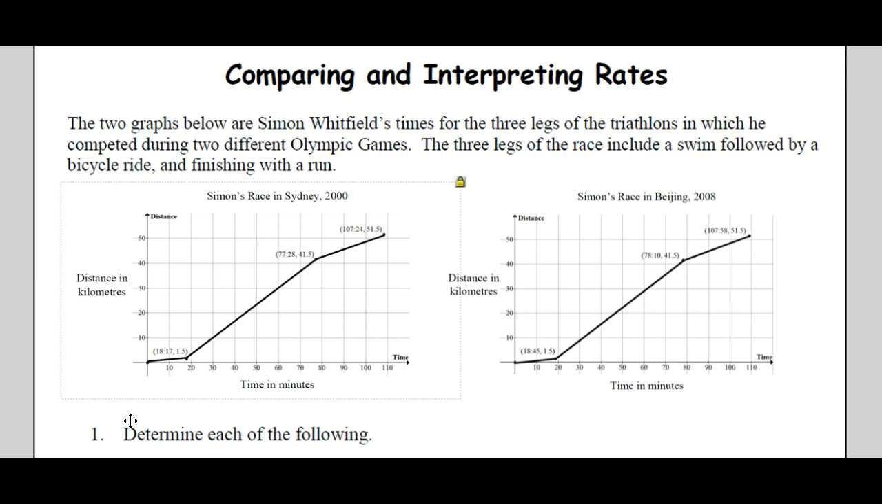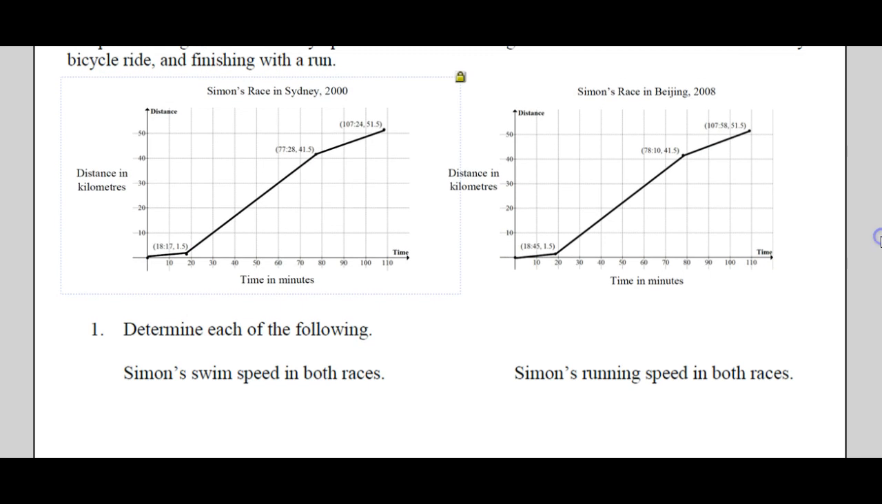That's also a rate. All right, the graphs below are Simon Whitfield's times for the three legs of the triathlons in which he competed during two different Olympic Games. The three legs of the race include a swim, followed by a bicycle ride, and finishing with a run. And here's Simon's race in Sydney and Simon's race in Beijing, in 2000 and 2008. Determine each of the following.